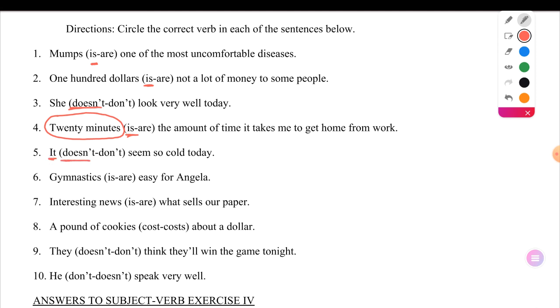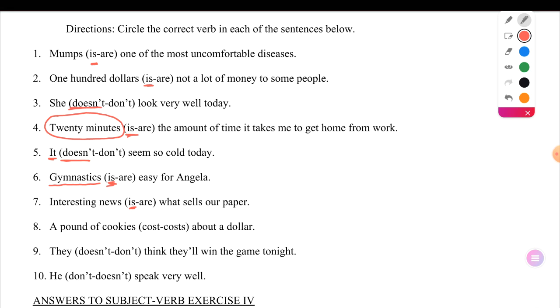Gymnastics is easy for Angela. Gymnastics is one word that appears to be plural, but actually it's singular. In form it is plural, but the meaning is singular. Gymnastics is. Interesting news is what sells our paper. News here is one of those words. We said it appears plural, but it is singular, so is.